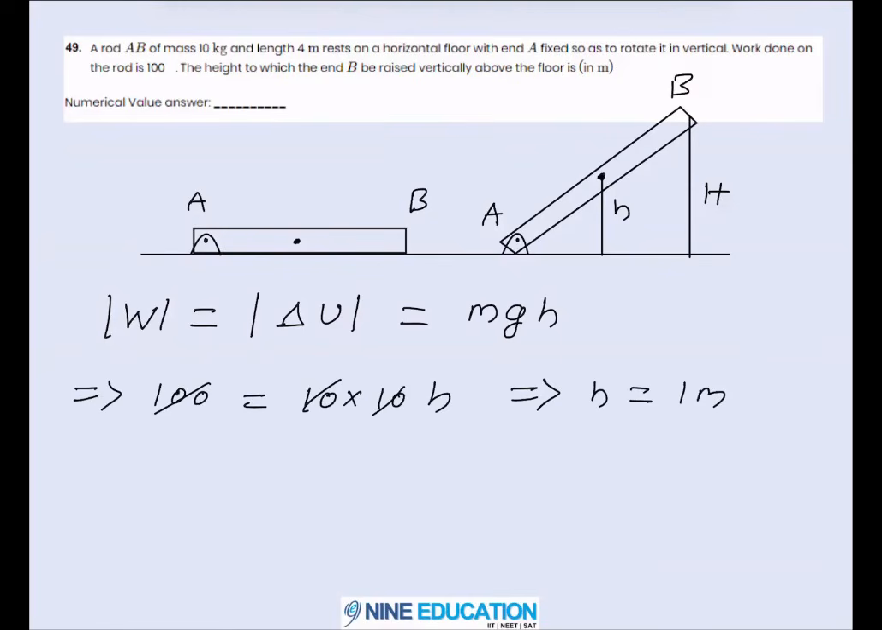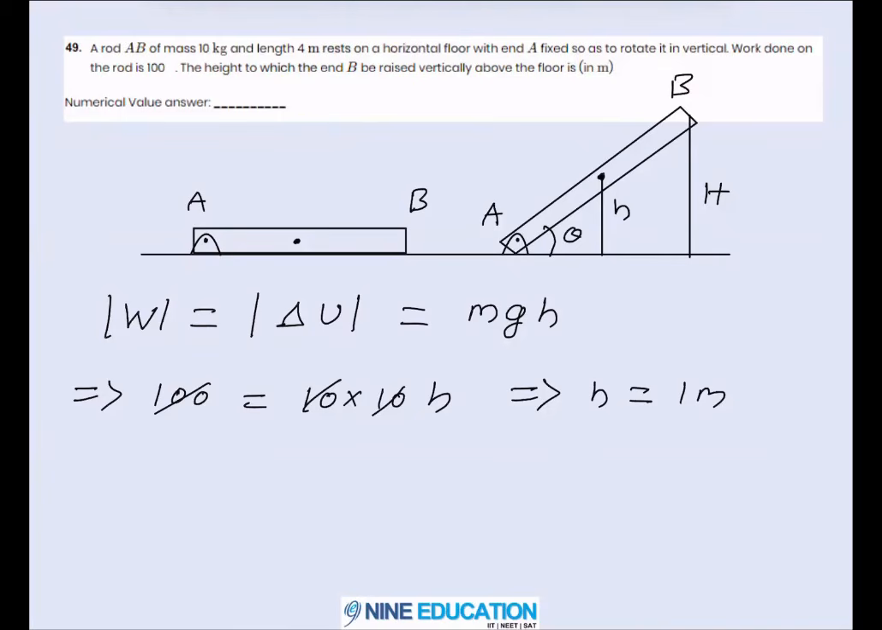But we don't want to calculate the height of the center of mass. We want to calculate the height of point B. Now let us assume that this angle is theta.